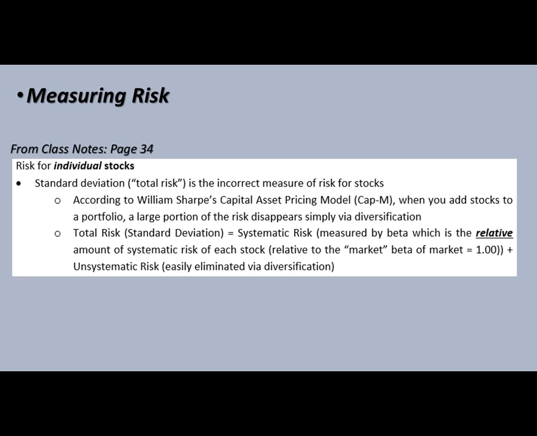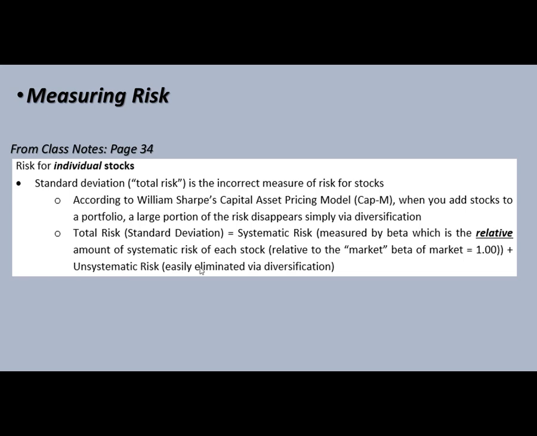Now remember, with Apple, their R squared was 20%. That means for Apple, 20% of the standard deviation of Apple, 20% of that risk is systematic. 80% is unsystematic. Unsystematic risk, you can eliminate it simply by diversifying your portfolio. That's the powerful theory of the capital asset pricing model. It's a one-factor model. It compares a stock to the market.